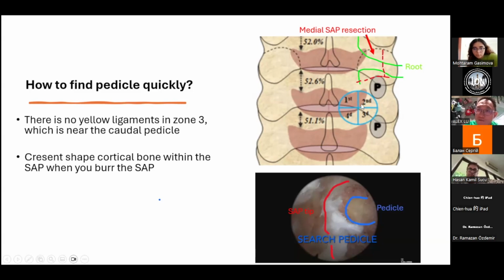So when you open the foramen at the V point, when you see there's no yellow ligament, that means you are very near to the pedicle. So you start drilling the pedicle, so you can find the pedicle. After you drill all the cancellous bone, you find the cortical bone again. That means you go into the pedicle. So that means you are along where you start your en bloc. So you can drill the gutter and remove it.